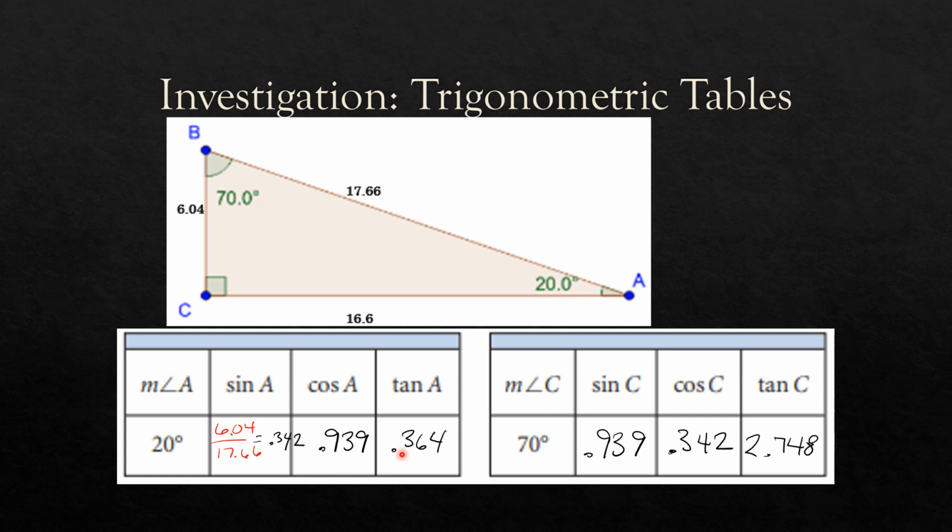How did the tangents compare? You may not see it, but if we think about the fraction, for 20, we had 6.04 over 16.6. For 70, we had 16.6 over 6.04. So those two are going to be reciprocals of each other. You're just flipping that fraction.